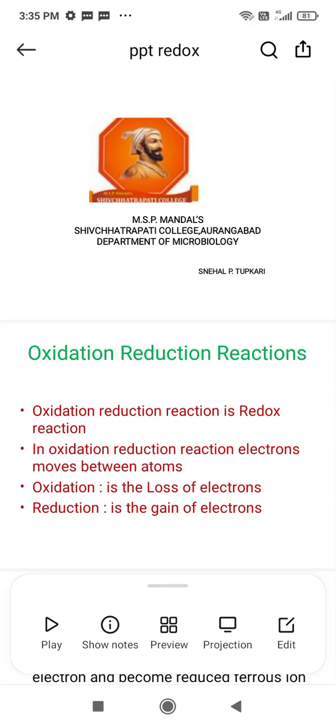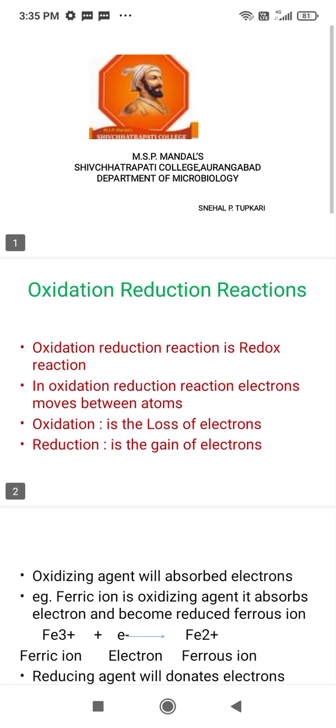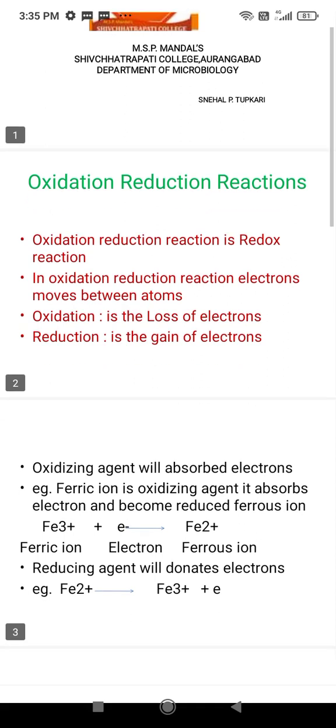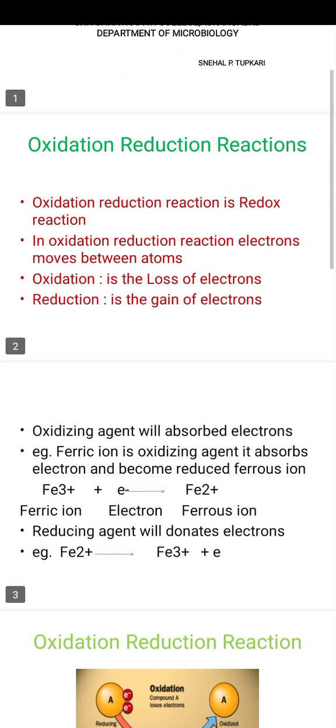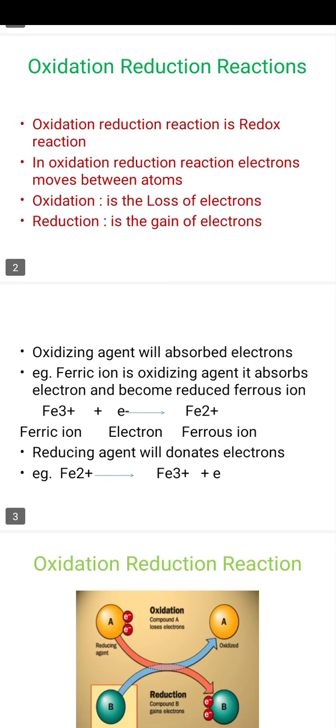Good morning, all. Today we are discussing oxidation-reduction reactions. An oxidation-reduction reaction is a reaction in which electrons move between atoms. Oxidation is the loss of electrons, and reduction is the gain of electrons.